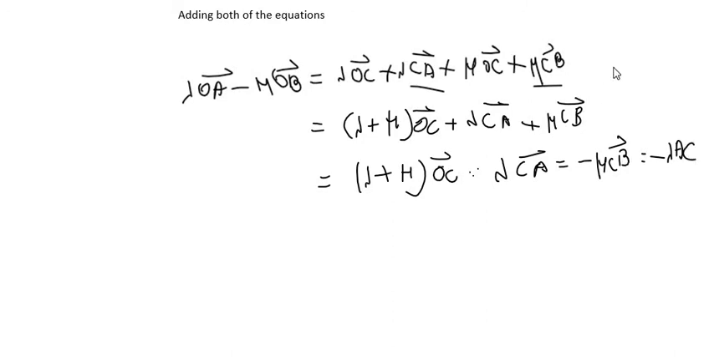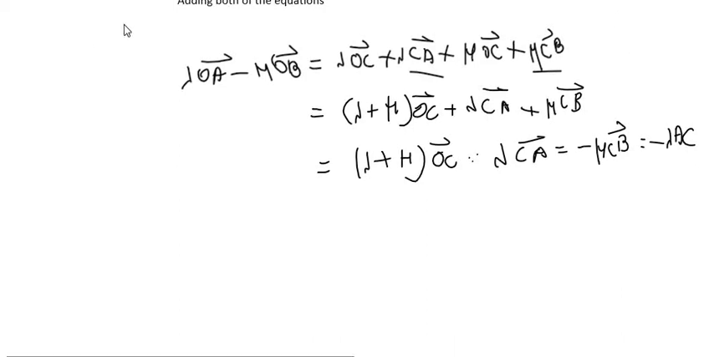In the diagram we showed that this was CB and this was CA. So both are opposite in direction but equal in magnitude, which is why they cancel each other, and we are just left with lambda plus mu OC. Hence it is proved. So with this the theorem is complete.